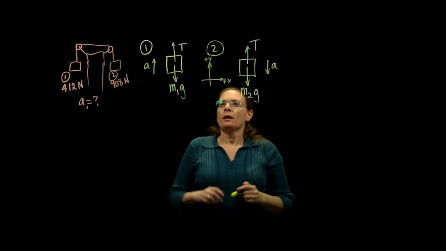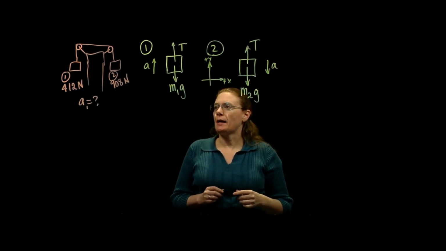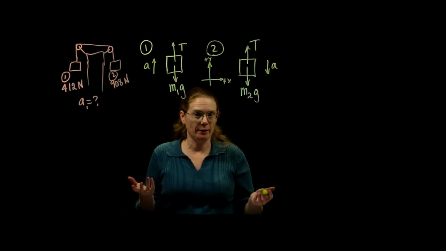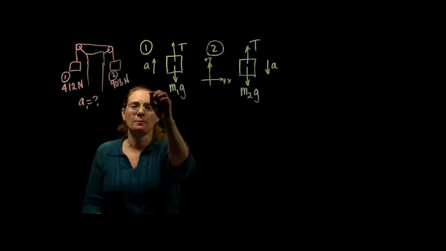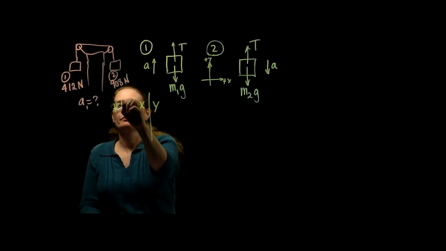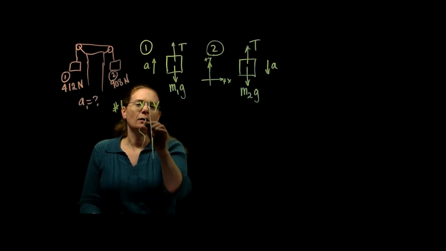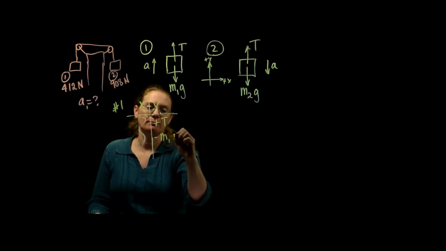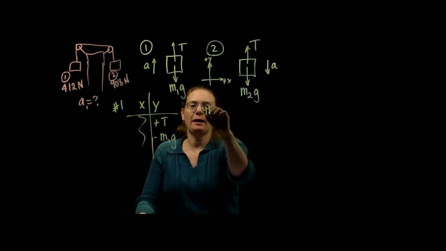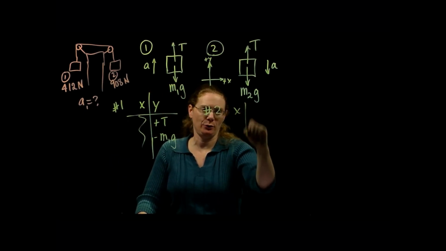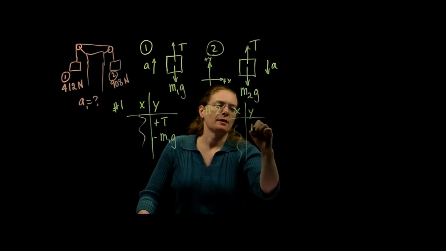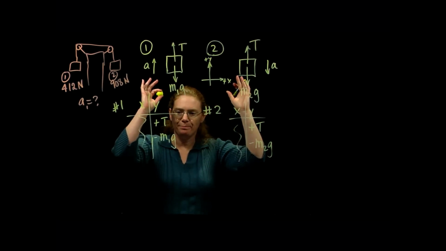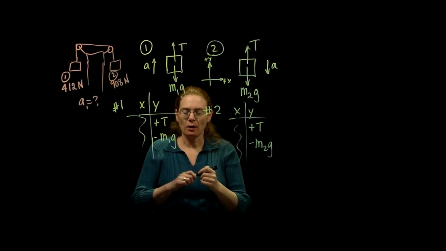Okay, and now we're going to do Newton's second law for both of these. Well, we don't have to worry about the x coordinates, so in my xy table for number 1, there's nothing here. For all of the y forces, I have a positive tension, a negative m1g. And look at that, it's identical for number 2. Positive tension, negative m2g. Tension up, weight down, that's what we've got.